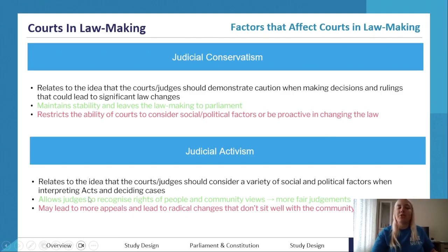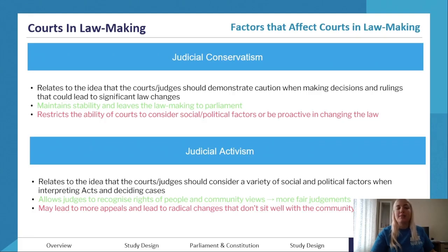Now, judicial activism is just the opposite. So, this relates to the idea that courts and judges should be considering a variety of factors when they interpret acts and decide cases, that they should be helping common law and new precedents to develop, and whenever there is an opportunity for statutory interpretation, that they should take it and make the most of it. So positives are that this allows judges to recognize the rights of people as well as even the community's views and consider that when passing judgments in order to make them more fair.